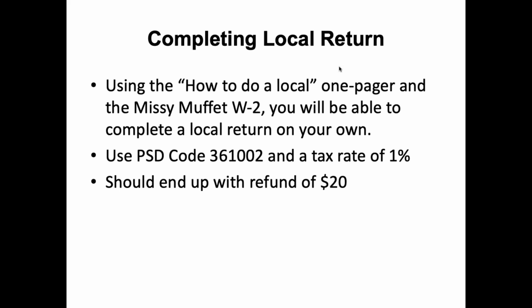A couple of the important things to have on a local tax return are the PSD code, which indicates the municipality that the taxpayer lives in. You will find that about halfway down next to the space to enter the Social Security number for the taxpayer on the local return. You can use 361002 in this example. That's actually the Lancaster Township municipality code, and a tax rate of 1%, which is the Lancaster Township rate, and most municipalities are at 1%. So you can use those two things, and you should end up eventually with a refund of $20.